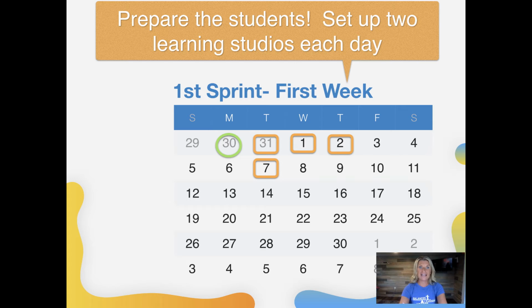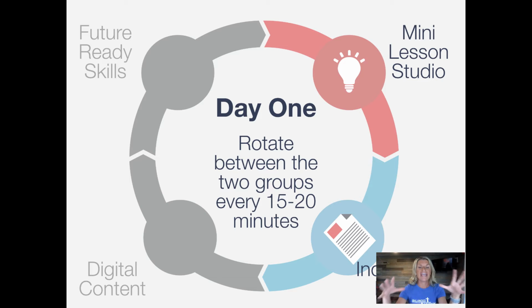All right, what do we do next? We prepare the students. So what we're going to do is we're going to take the classroom and what we would normally teach as a whole group, now we're going to break it into 2 rotations, 2 learning studios. So half of the group is going to be working with me in a mini lesson, half of the group is going to be working in independent studio. Halfway through the class, we switch.